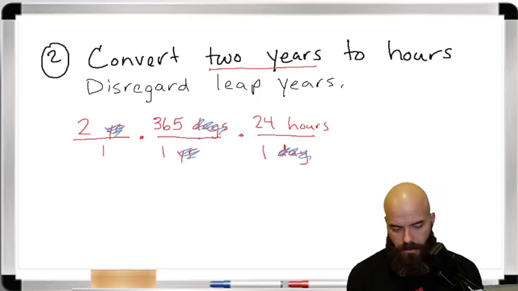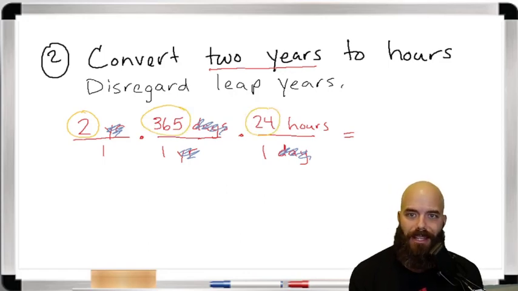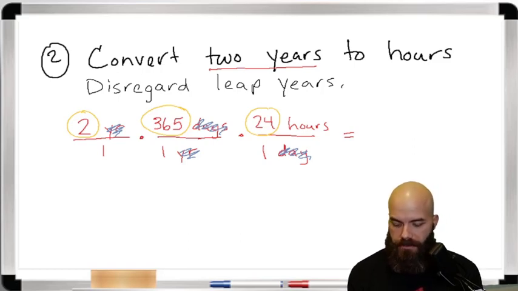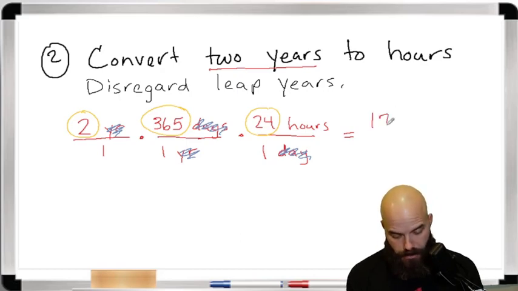And so now, in order to find the answer, what I want to do is take 2, 365, and 24 and multiply them all together. So what do we get? We get 17,520 hours.